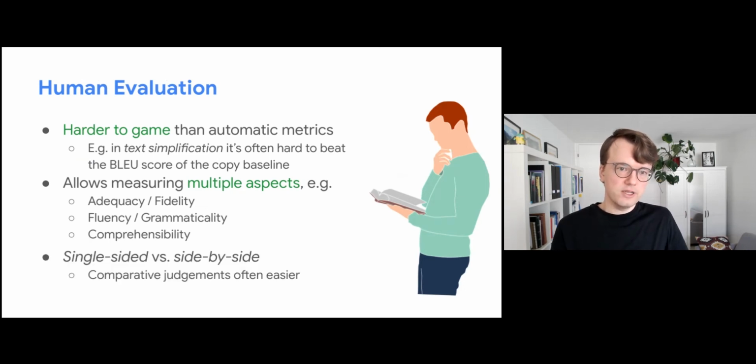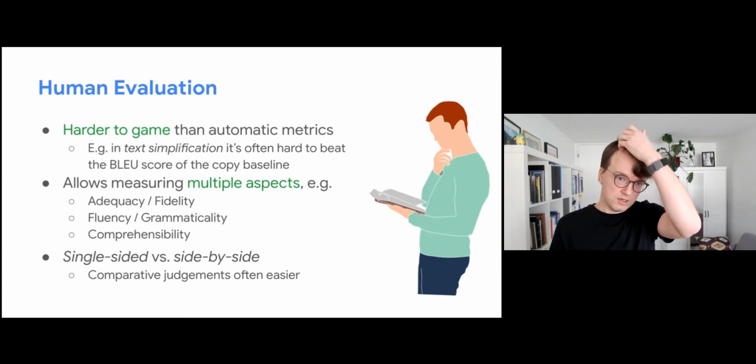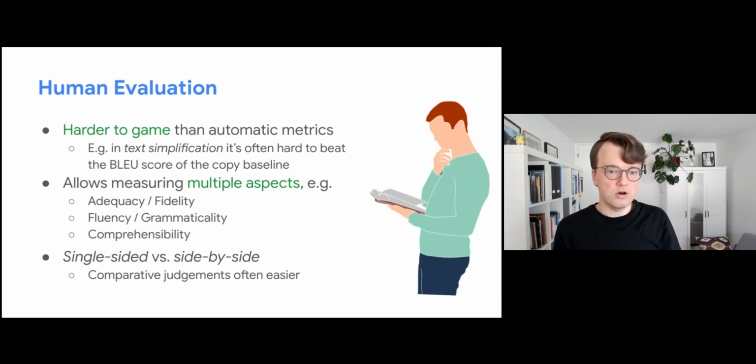Okay, and a final aspect around this is that when you design your human evaluation, there are many ways you can do this. So it can either be single-sided, so you just show a model output to a human, and then you ask how good is this with respect to, for example, the above three aspects. But often it can be easier for human raters to do some kind of side-by-side evaluation, where you show, for example, the outputs of two different models, and then you ask which one of these is better.